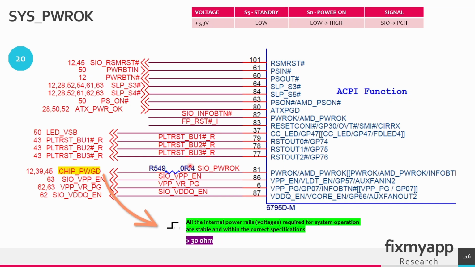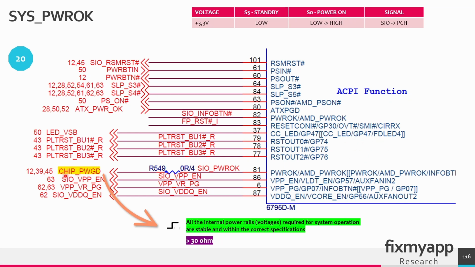Eventually this signal has to be generated in the SuperIO chip and it will go to the PCH. Power OK is a signal to indicate that all the internal power rails are stable and within the correct specifications. It is closely related to the ATX power OK signal that is provided by the PSU. Unlike the ATX power OK signal, which comes directly from the PSU and signals that the main power is stable, this power OK signal is generated by this SuperIO chip.